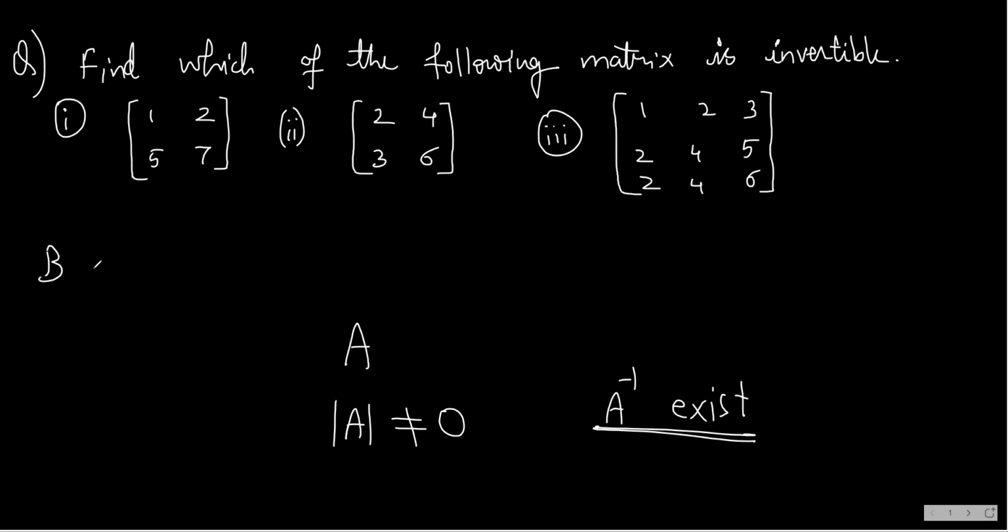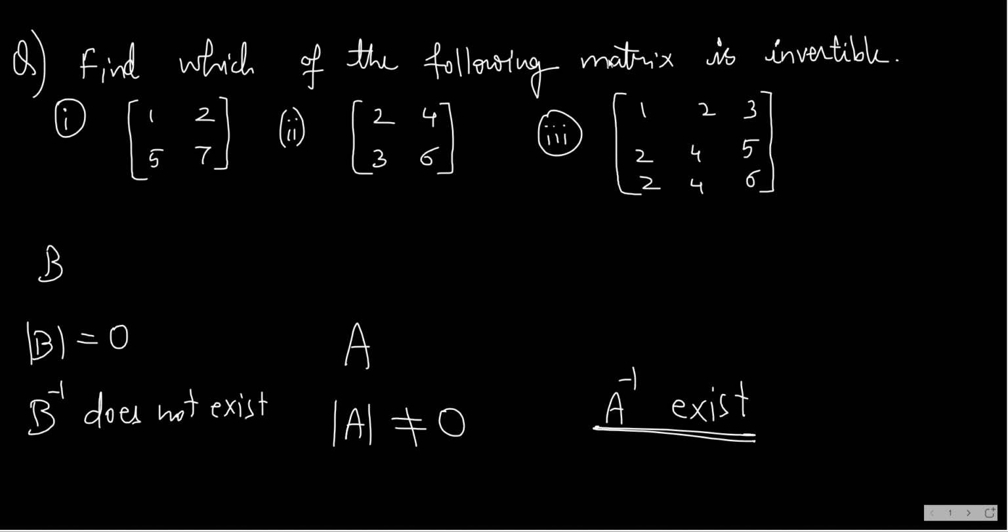Suppose there is a matrix B and you found the determinant of B and you got it equal to zero. So what do you say? You say B is a singular matrix. A is non-singular, B is singular. And you will say B inverse does not exist. What does that mean? It means the matrix B will not have an inverse.